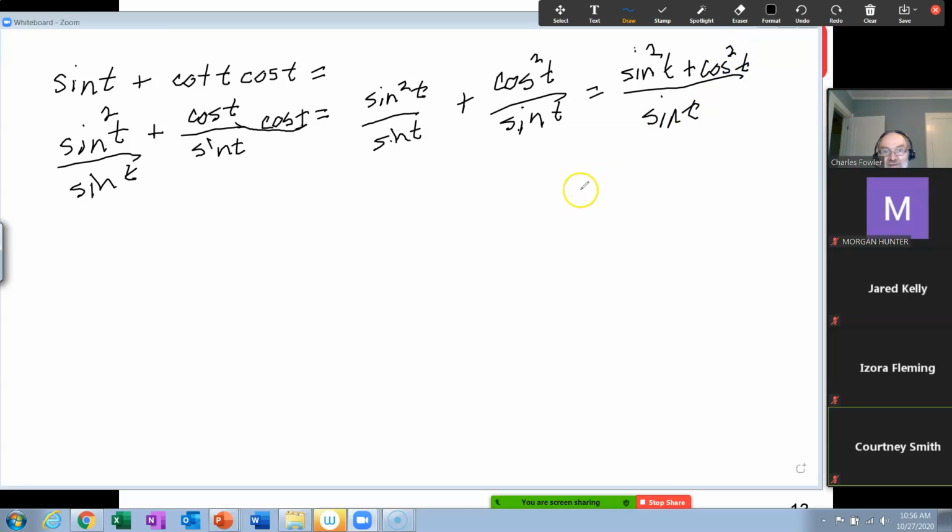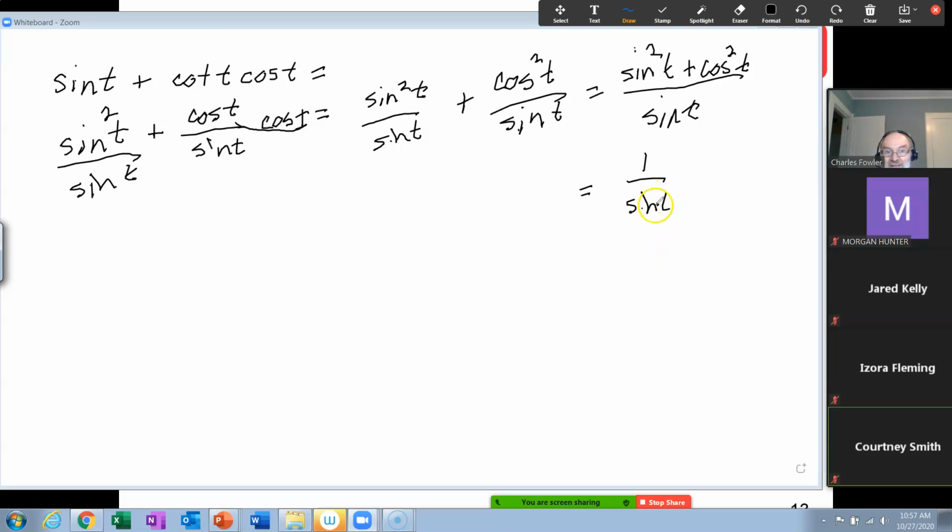And can anyone tell me what sine squared t plus cosine squared t is? Please say yes. Your fundamental Pythagorean identity. Sine squared t plus cosine squared t is always 1. So this is 1 over sine t. Oh boy, that really got simpler, didn't it?